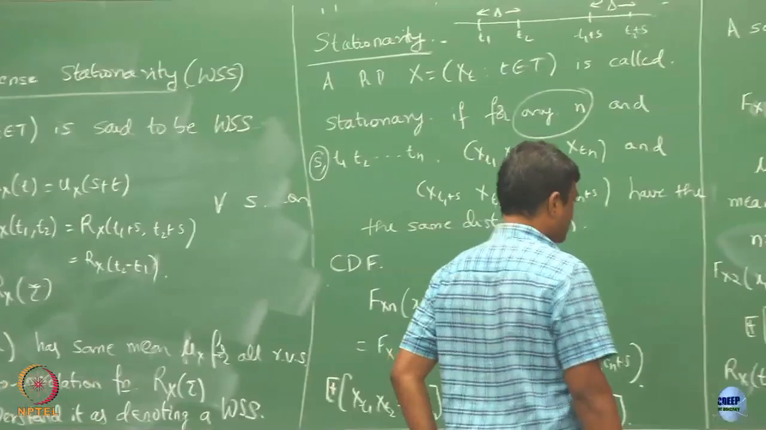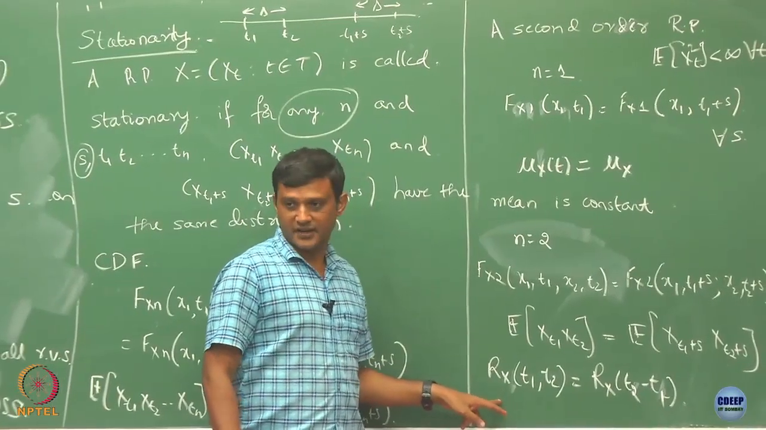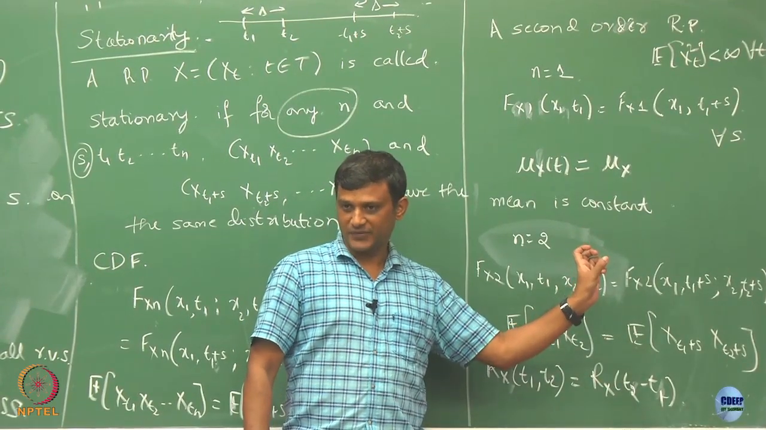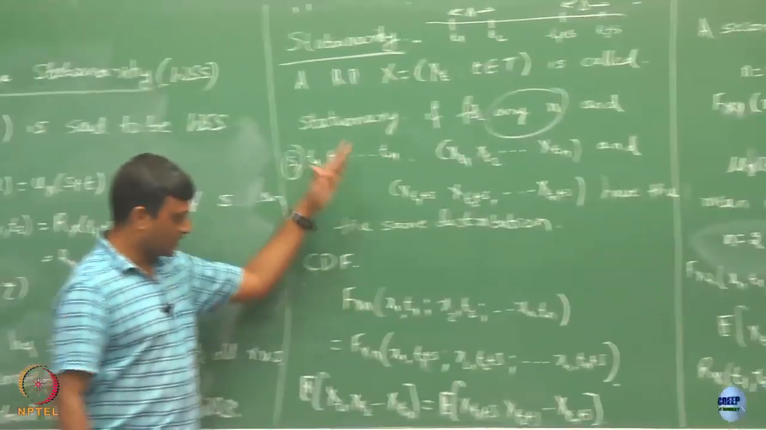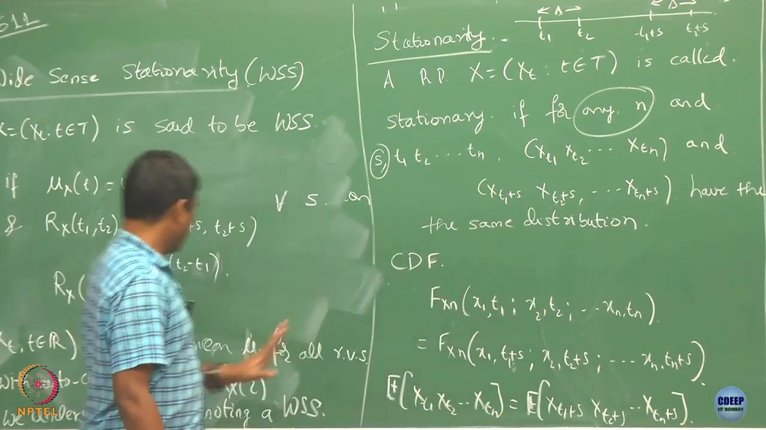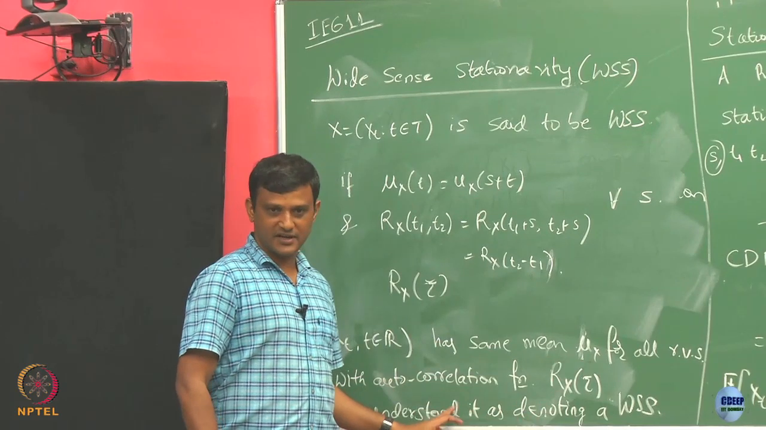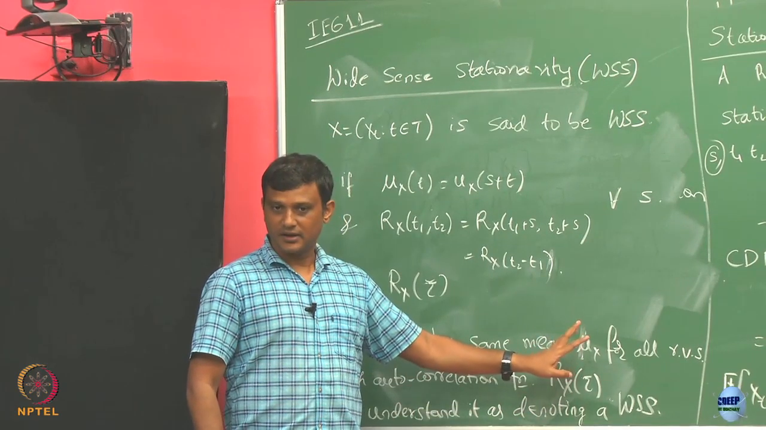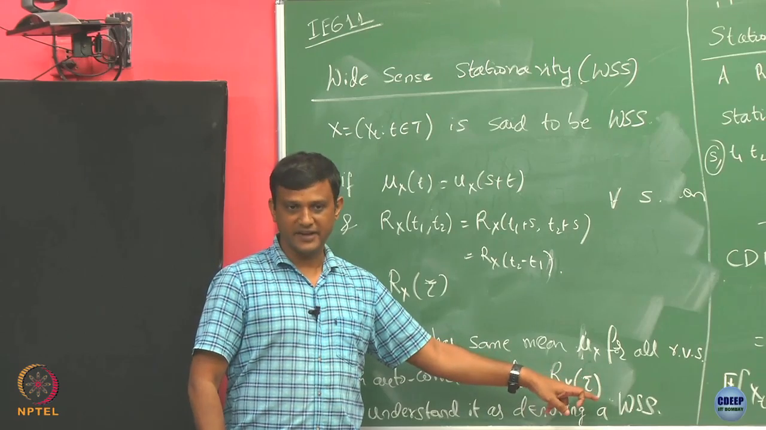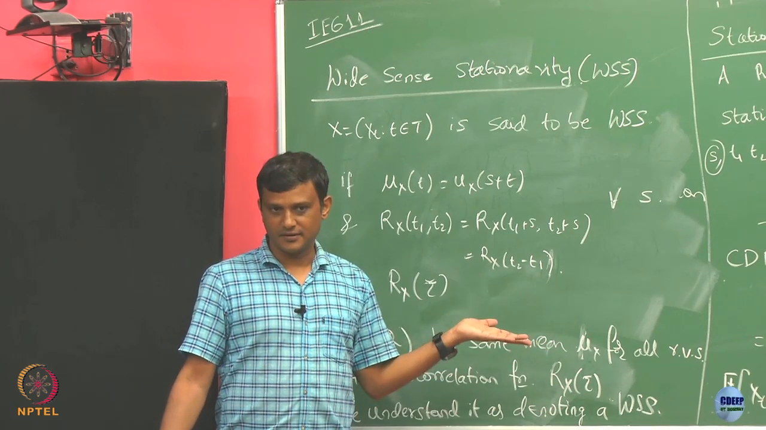So note that even for the stationary case, the autocorrelation function only depends on a single argument, but I also need to ensure that for n greater than 2, all these conditions hold. But if I only talk about the mean and autocorrelation function, and further I say that the mean is a constant, the same for all random variables, and that its autocorrelation function is just a function of a single variable, then we understand that this is already indicating wide sense stationarity. This is just a convention. Okay.